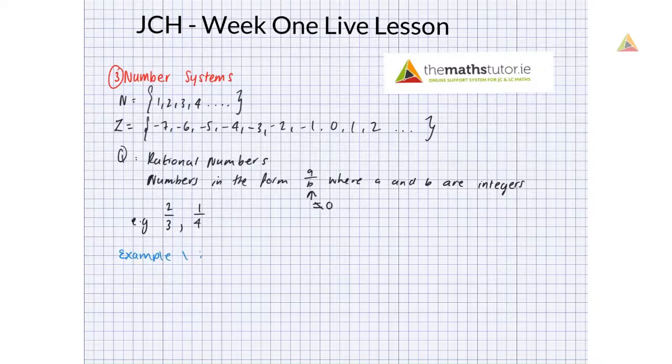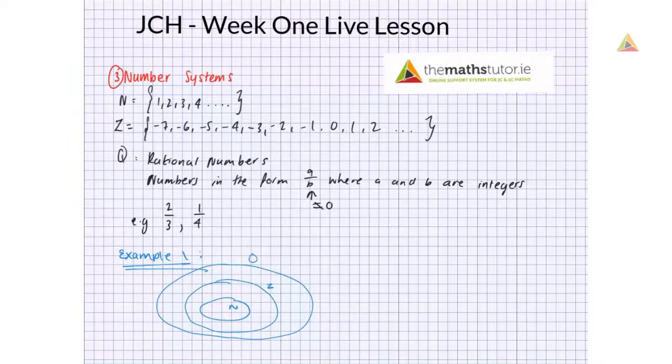I'm going to do an example to explain this a little bit better. So I'm going to draw what we call a Venn diagram. And I'm going to put N on the inner circle. Then I'm going to draw another circle and put Z there. And then finally I'm going to put an outer circle and I'm going to put Q. So we know that N is natural numbers, Z is integers, and Q is rational numbers. So what I'm going to write down then is a series of numbers.